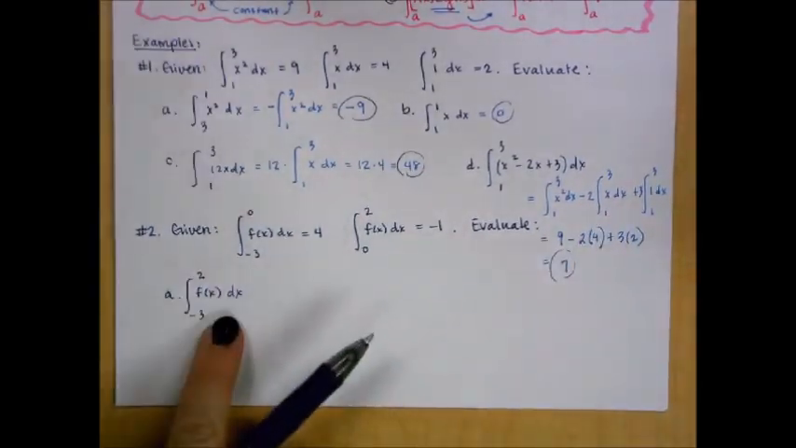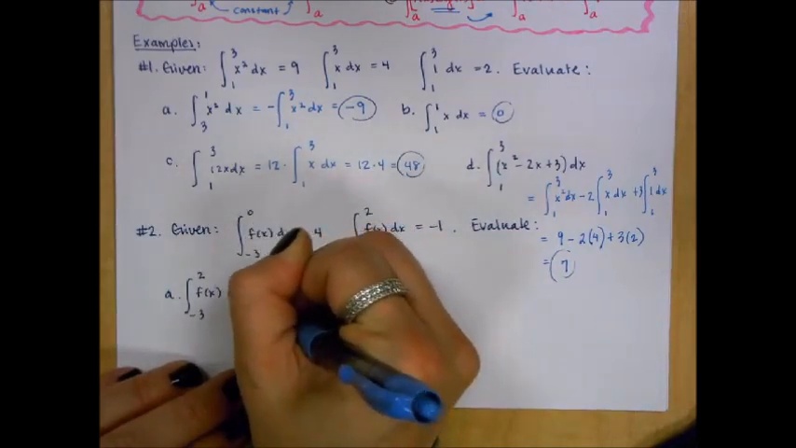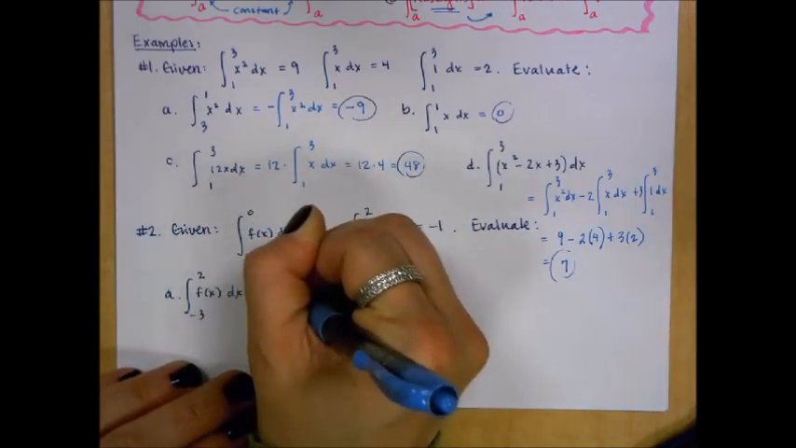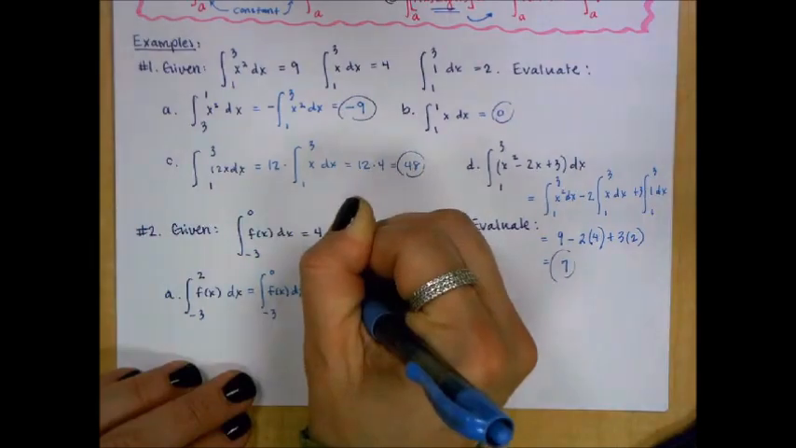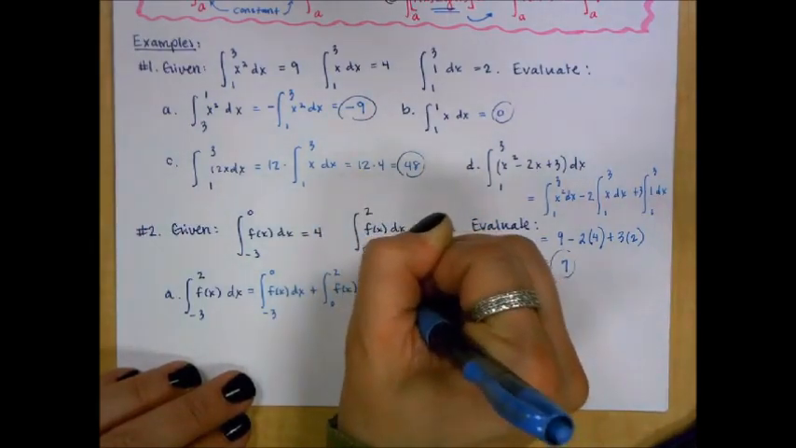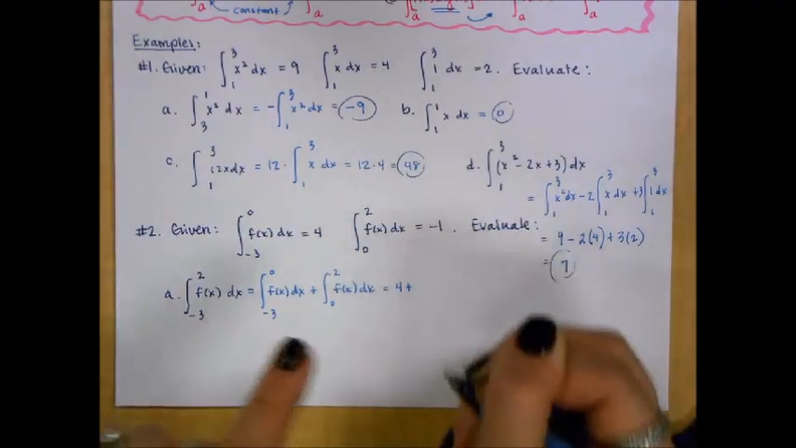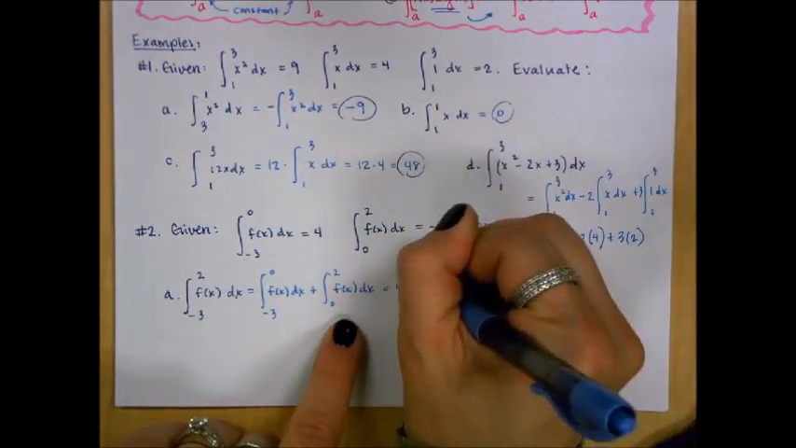So we're going to split it into the integral from negative 3 to 0 of f of x dx, plus the integral from 0 to 2 of f of x dx. And so the first one has a value of 4, the second a value of negative 1, and so we get 3.